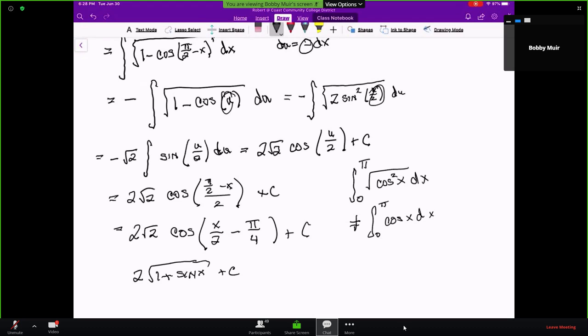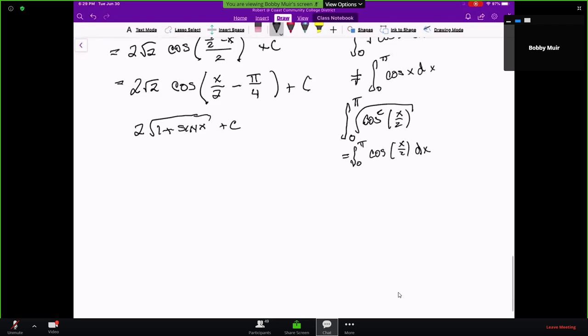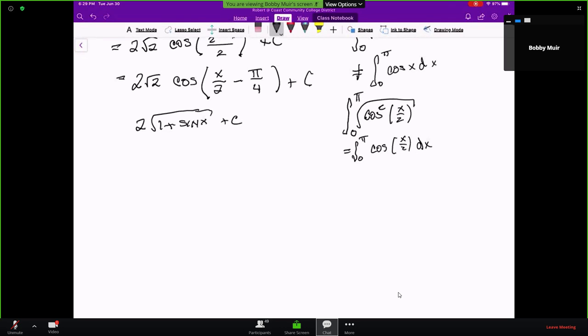But what you cannot do is now say that this is the integral from 0 to pi of cosine x dx. The reason is because from 0 to pi over 2, cosine is positive. But when you go from pi over 2 to pi, it's negative, okay? But if we were to integrate from 0 to pi the square root of cosine squared of x over 2, now x over 2 is running from 0 to pi over 2, where cosine is always positive, okay? And so that one will work out. Okay, we'll talk more about this when we get to it, all right? But I just want you to know that this technique is out there, and that's kind of what I'm using it for.